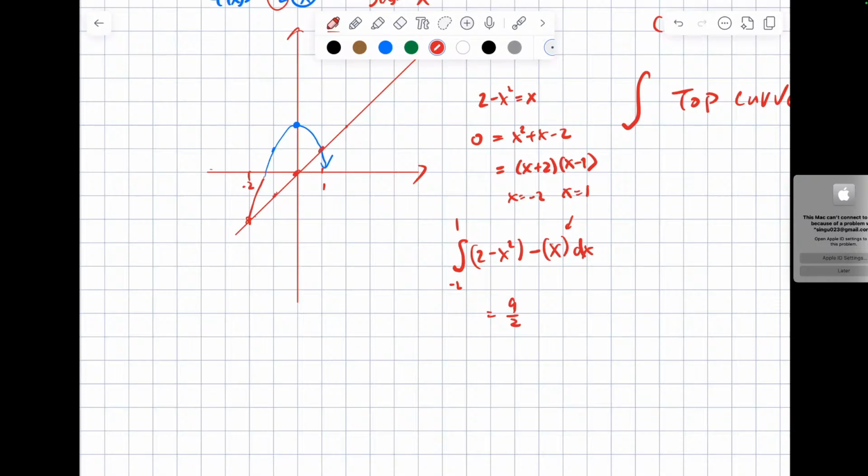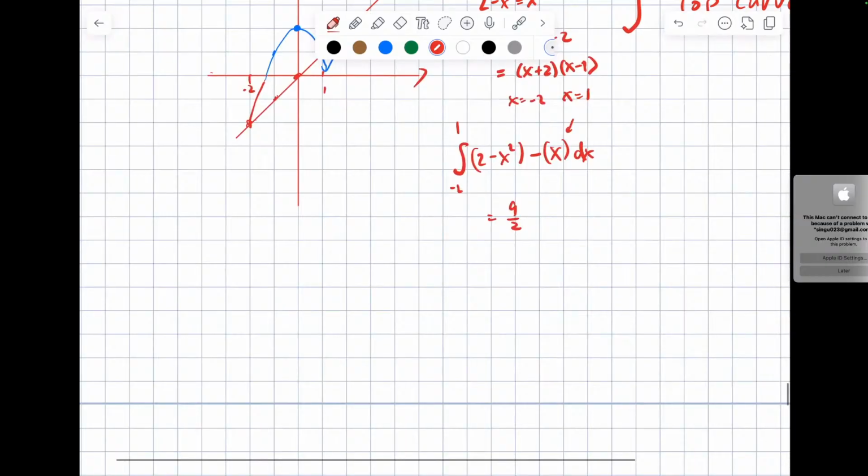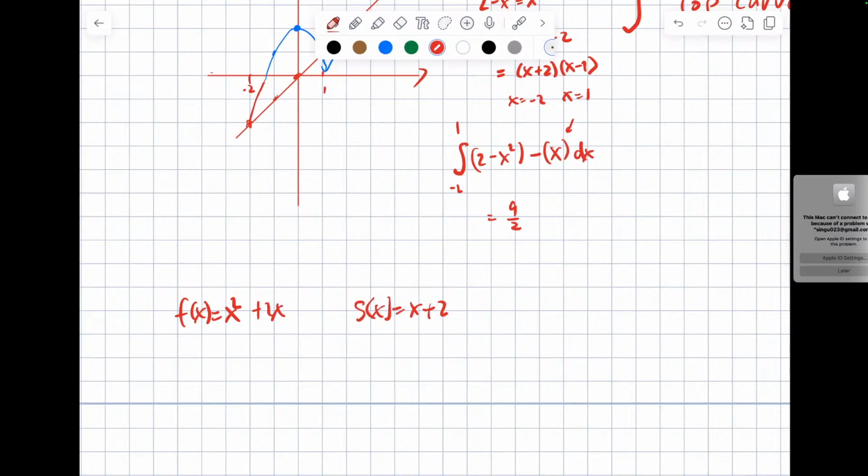And sometimes I can give you the boundary, from which x to which x. Okay, so we can give you this one. f of x is equal to x squared plus 2x. g of x equal to x plus 2.